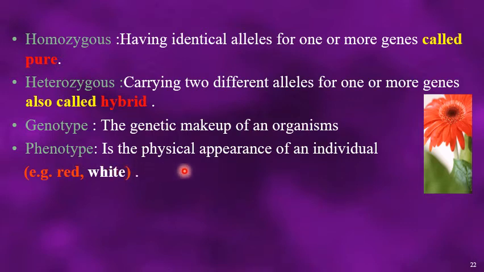Phenotype is the physical appearance of an individual. For example, red and white flower. هي المظهر الخارجي للكائن الحي.